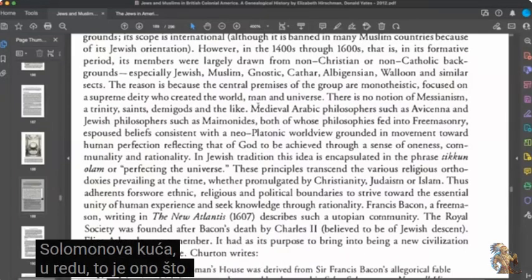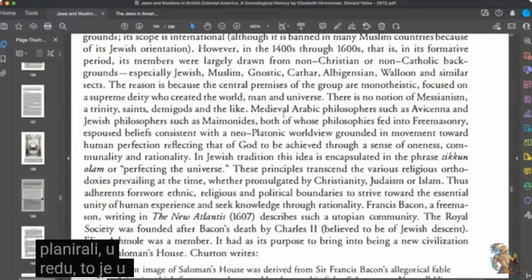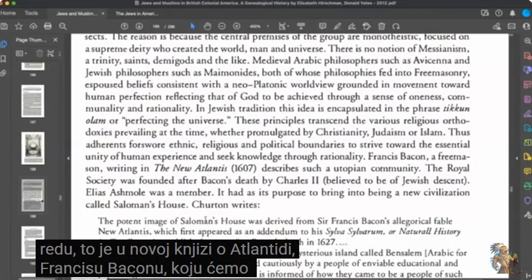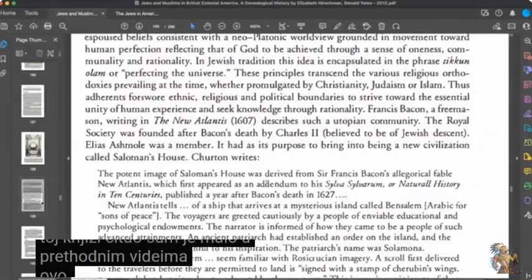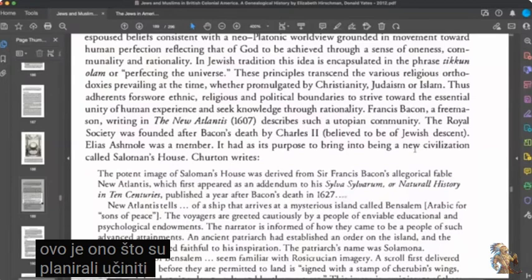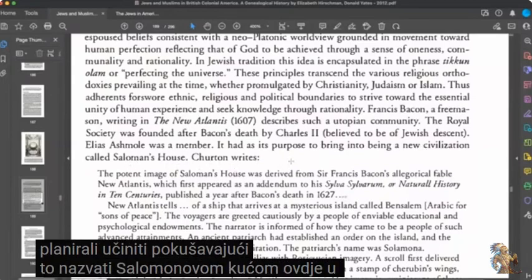All right, this is what they were planning. It's in the New Atlantis book, Francis Bacon. We're going to read more into that book. I've read it a little bit in previous videos. This is what they were planning to do, trying to call it Solomon's House here in America.